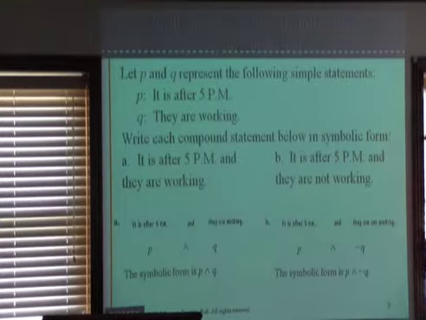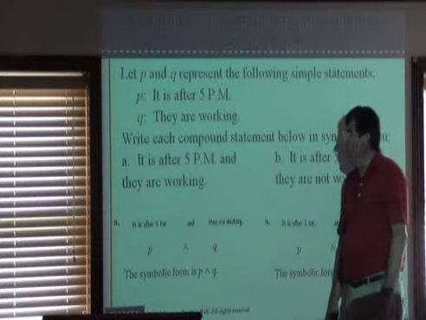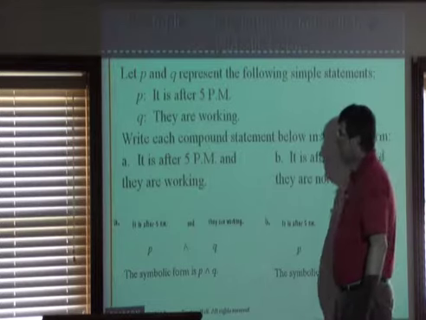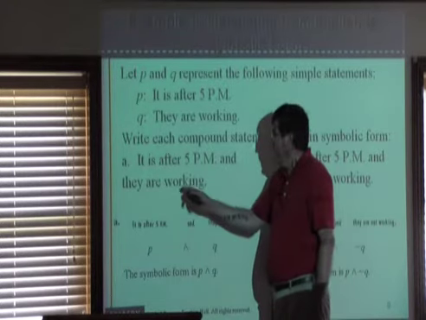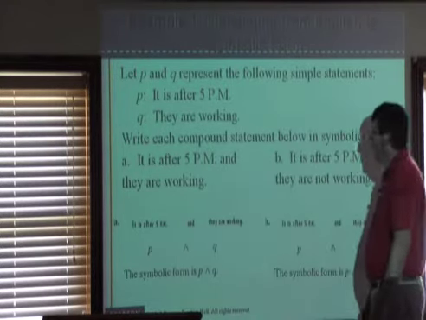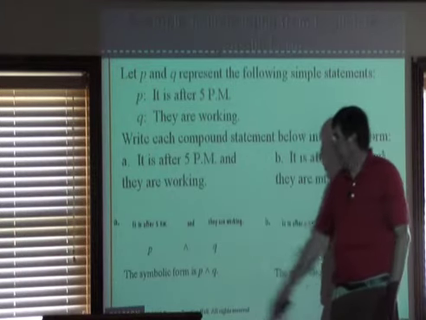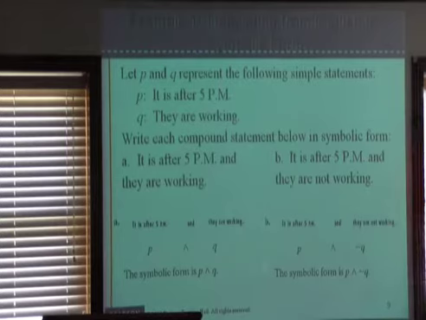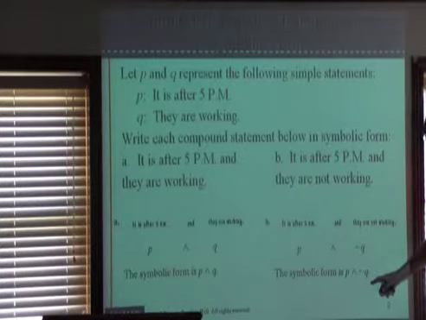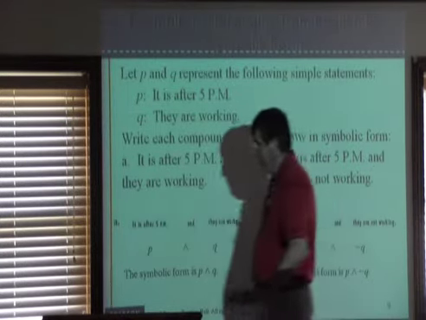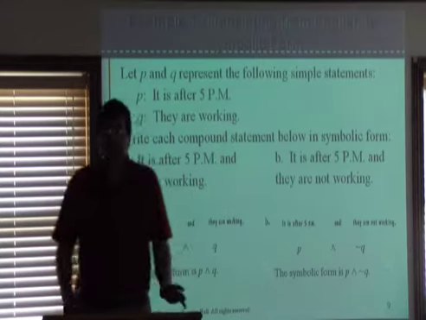All right, here's an example. It is after 5 p.m. and they are working. Okay, how would I write this? It is after 5 p.m. and they are working. Okay, there it is right here: P and Q. It is after 5 p.m. and they are not working. Okay, notice the negation here, and notice how I put it together there. All right, that should make sense. That goes together. It comports with what we talked about.